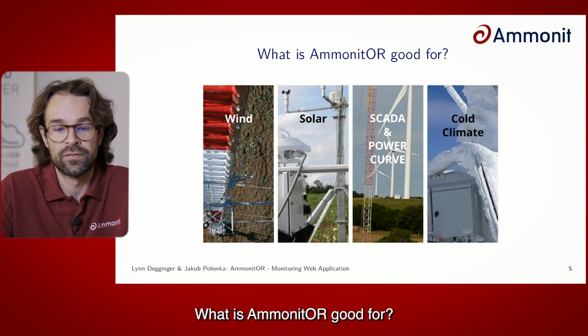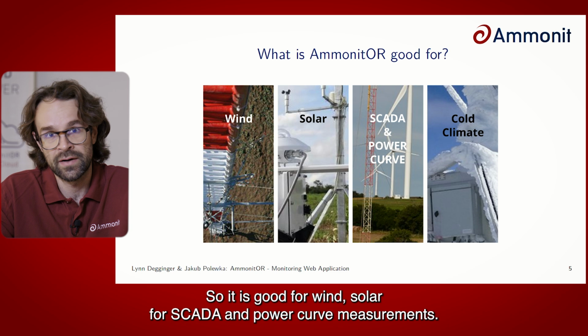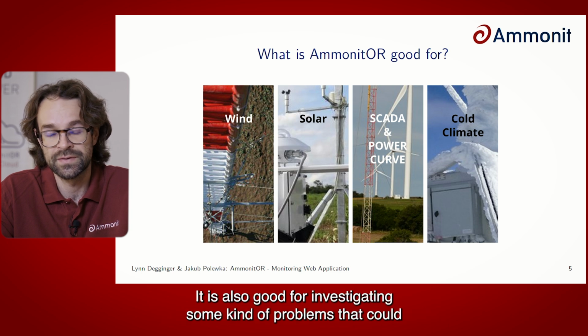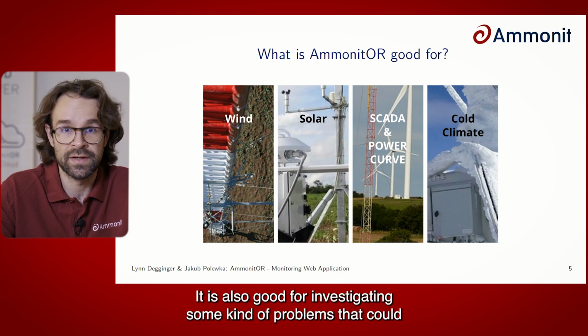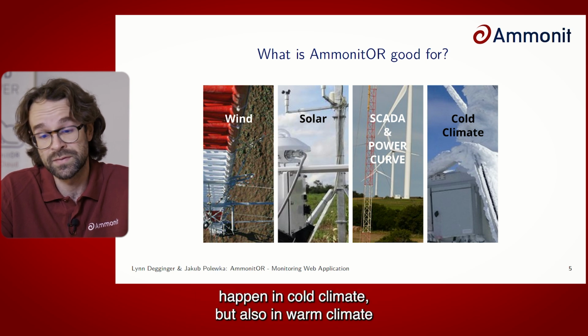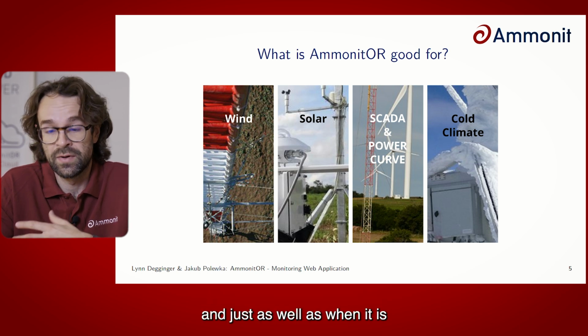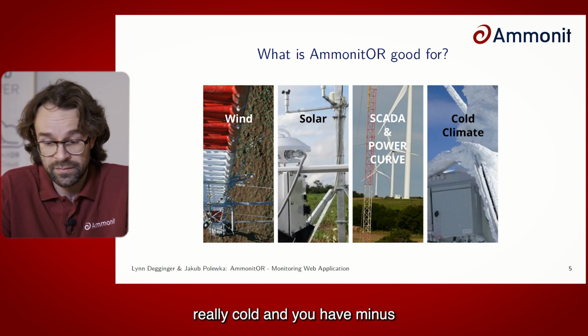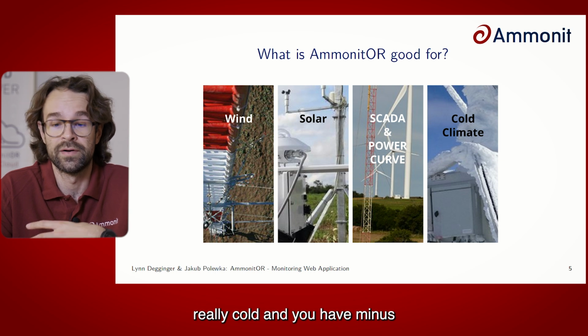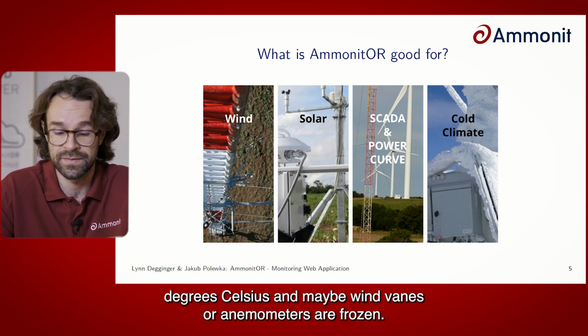What is AmmonitOR good for? It is good for wind, solar, for SCADA and power curve measurements. It is also good to investigate some kind of problems that could happen in cold climate, but also in warm climate when your sensors and devices are overheating, just as well as when there is really cold and you have minus degrees Celsius and maybe your wind vanes or anemometers are frozen.